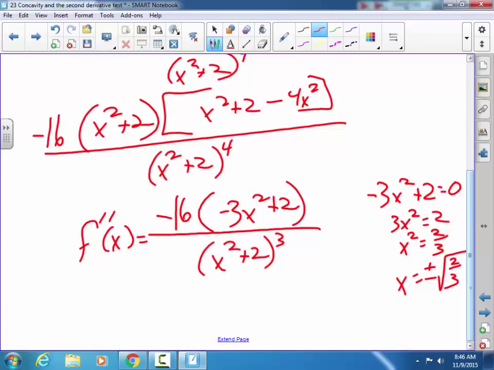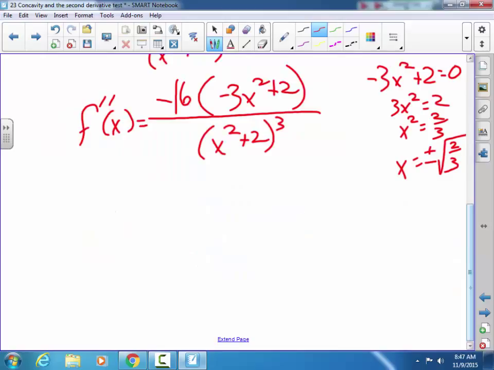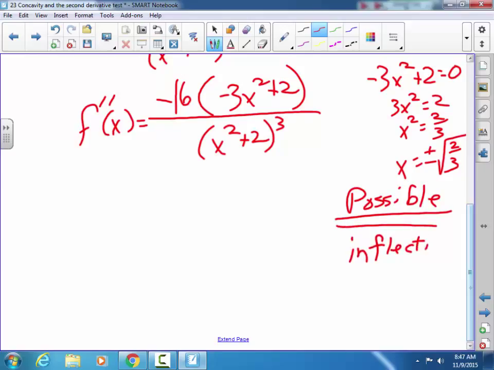Okay? Now, here's where it's very crucial for you to know these are possible inflection points. We can't state that they are inflection points until we know if the concavity changes at them or not, okay? So now, how do we determine if the concavity changes? We're going to draw a sign line for the second derivative.